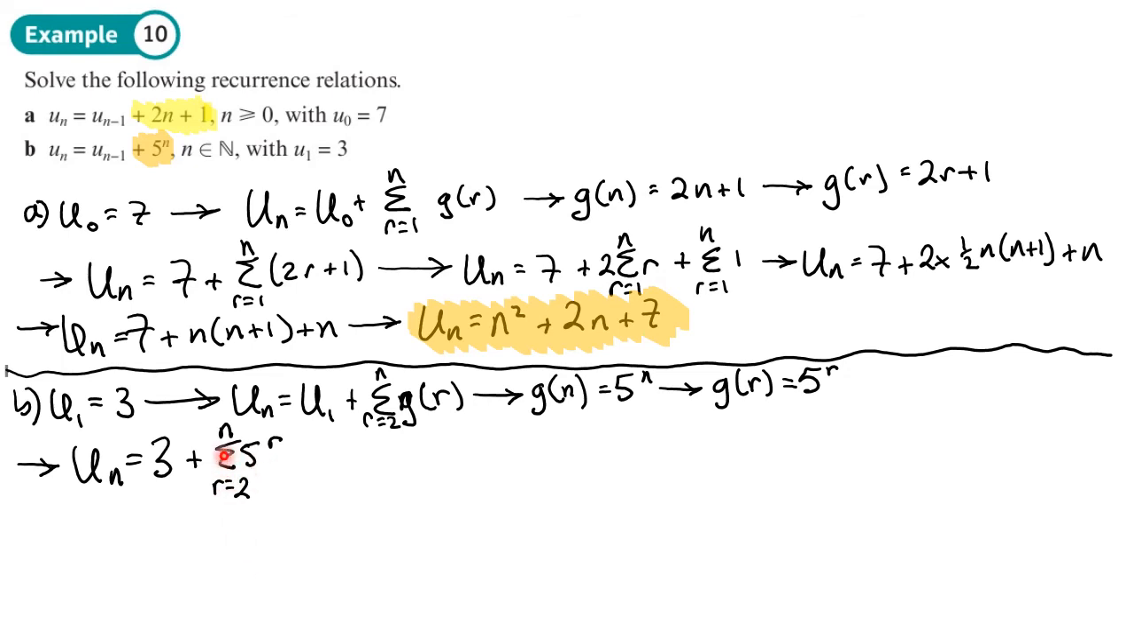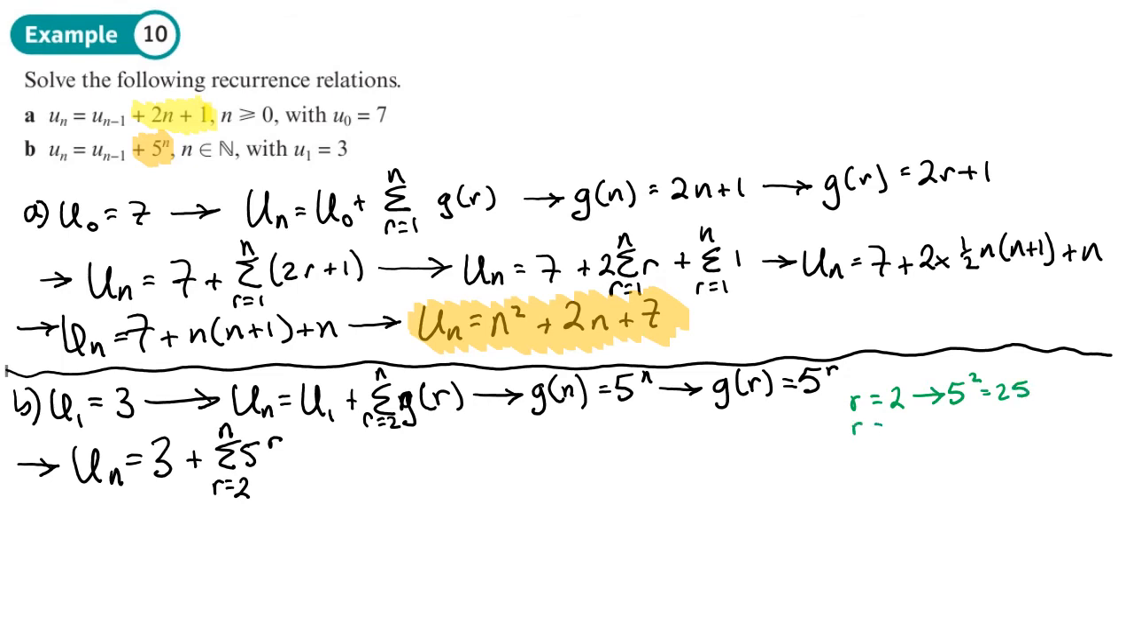Now, if we looked at this and we thought to ourselves, well, I'm not sure how to find the sum of that. Whenever you're not sure how to find the sum of something, write its terms out and see what it looks like. So, starting with r equals 2, that will give me 5 squared, that goes 25.